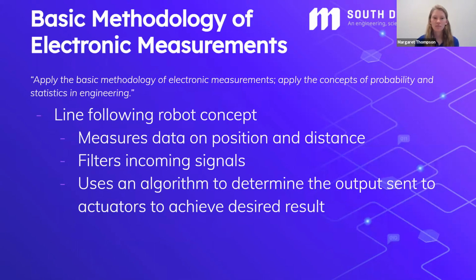So first off, we're going to talk about the basic methodology of electronic measurements and how our project works to accomplish that. We have a line following robot concept, and this implements some of the very important basic methodology of mechatronics. First off, it measures data on position and distance, and then it responds to that data. It filters the incoming signals and smooths them out and makes sure any outliers aren't controlling it, that it's the true data. And then it uses an algorithm that we wrote to determine the output of the actuators to achieve the desired results, which in this case is following the line while not dropping the egg.